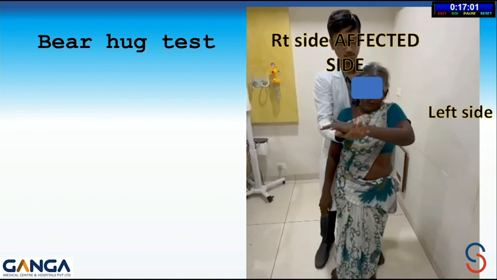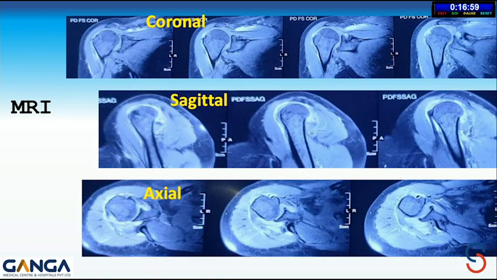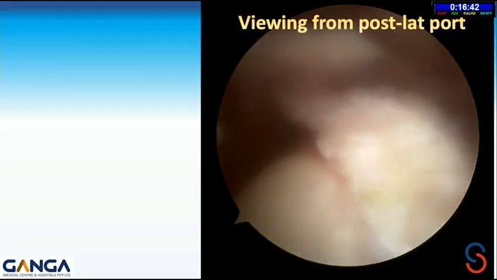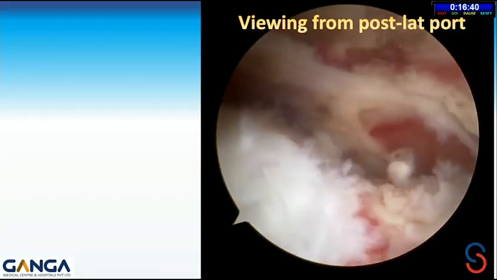The bear hug was negative, and these are her MRI pictures. It was from an outside MRI. The quality of the MRI was not that great, so we thought it could be just a regular tear, and it was reported to be 24 mm. So we took her for the cuff tear, and then we found this.